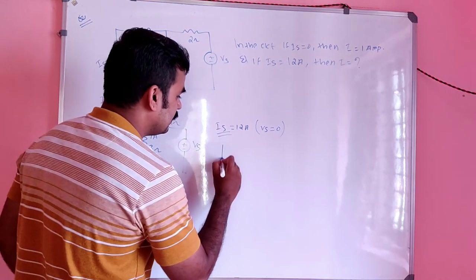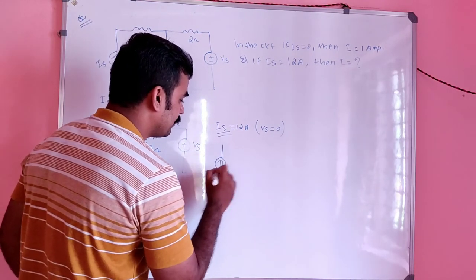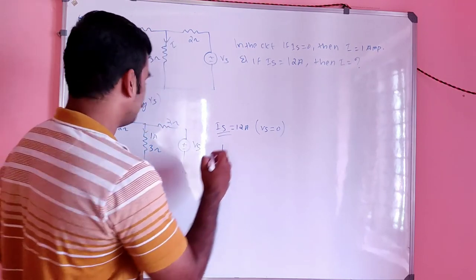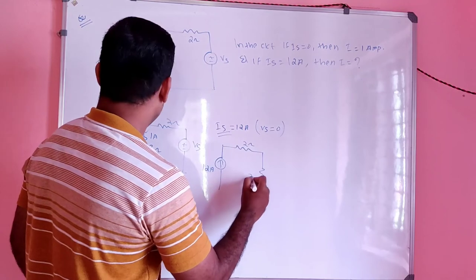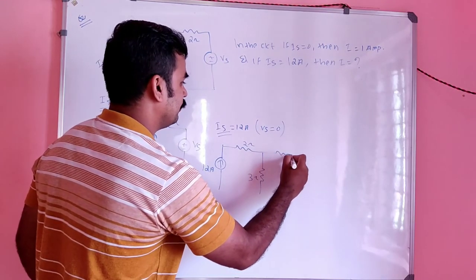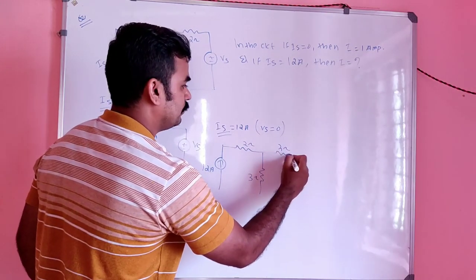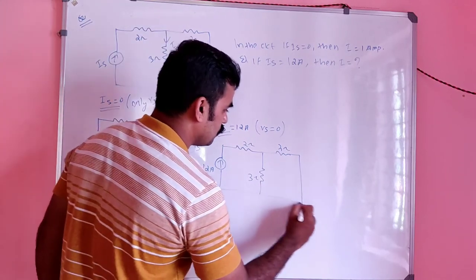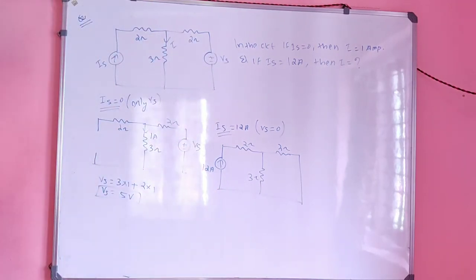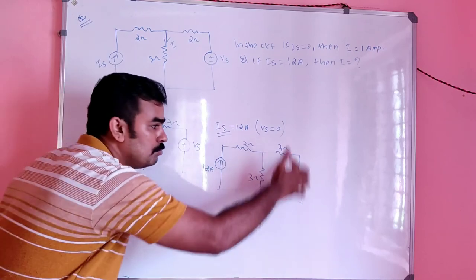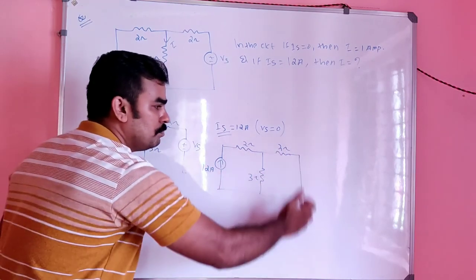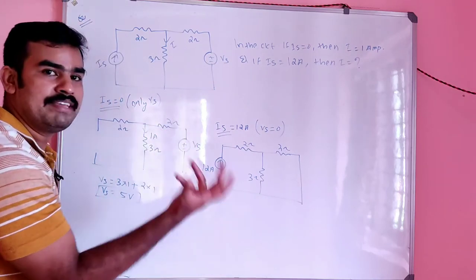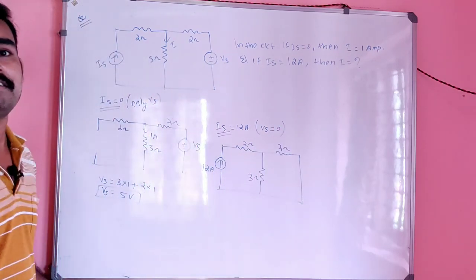That means the circuit will be 12 ampere, 2 ohm, 3 ohm, 2 ohm, and this should be short circuit. The other source should be switched off means the other source should be short circuited, right? There is no confusion in that. The other source is nothing but Vs. It should be short circuited for applying what?